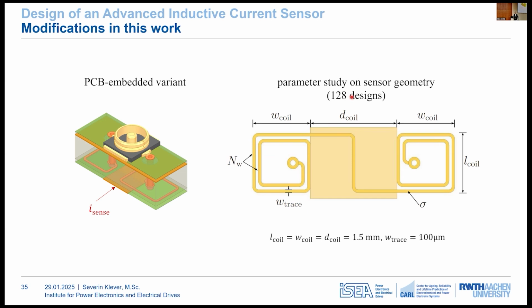And the analysis revealed that there's a trade-off between the sensor bandwidth and the gain. Smaller designs usually achieve a higher bandwidth but a lower gain, which is a disadvantage for certain applications because of a lower signal-to-noise ratio. And the final design balances gain and bandwidth and features a compact design with 2 windings.